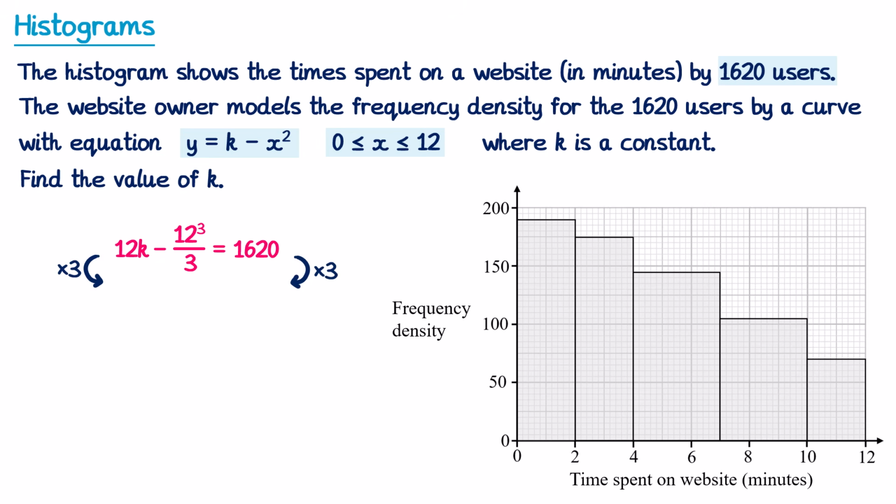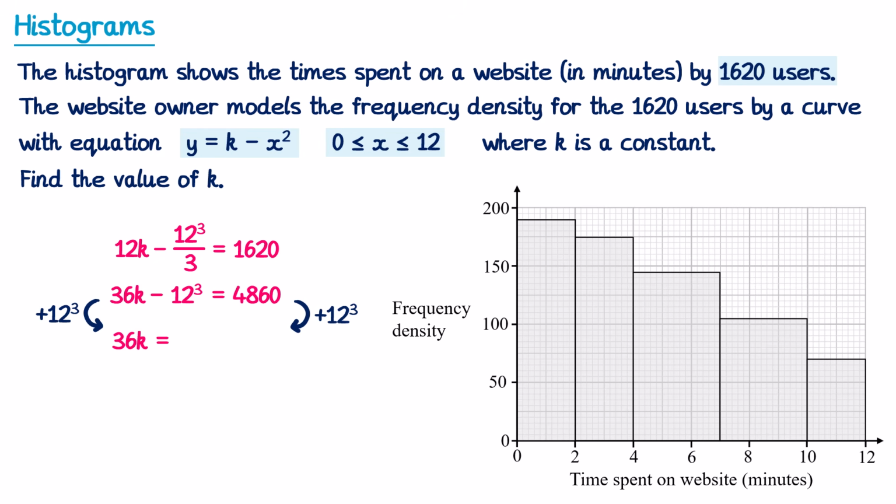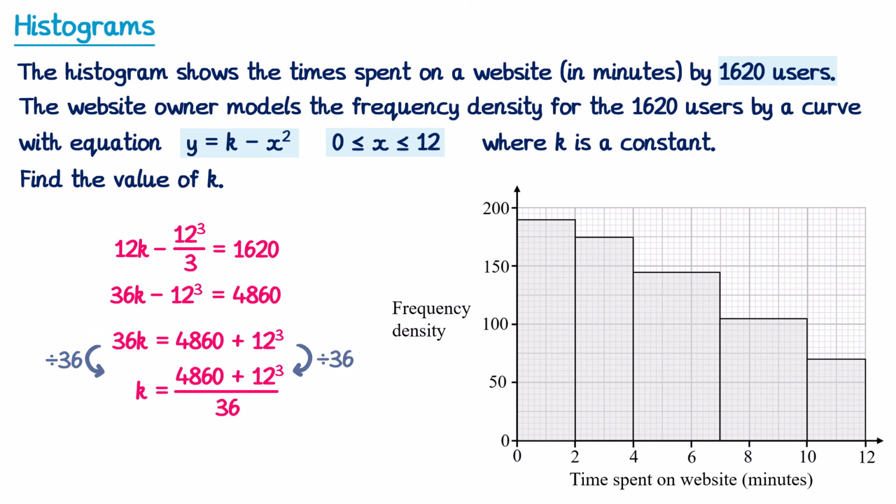If we multiply both sides by 3, we get 36k subtract 12 cubed equals 4860. Adding 12 cubed to both sides gives us 36k equals 4860 plus 12 cubed, and if you divide both sides by 36, you find that k is equal to this over 36. If you type that into your calculator, you'll get 183, which is the answer to the question.